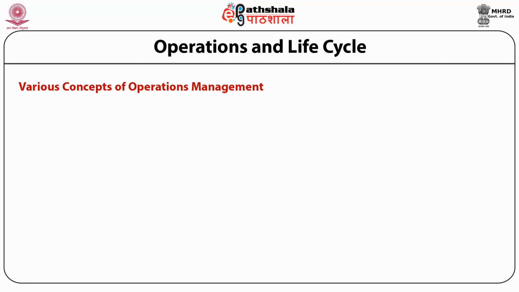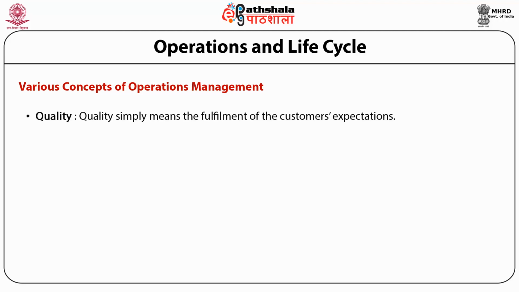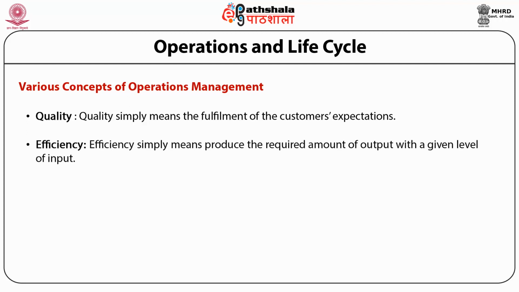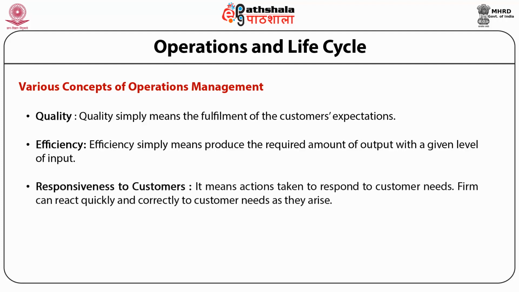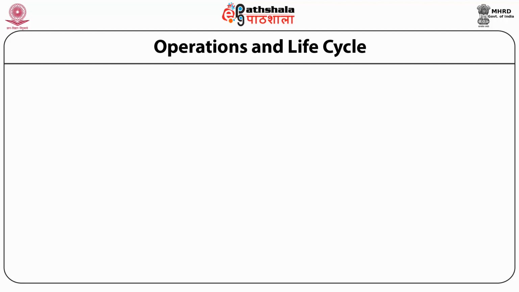Let us take quality first. Quality simply means the fulfillment of customers' expectation. For example, reliable goods and services can fulfill the customer's expectation. Efficiency. Efficiency simply means produce the required amount of output with a given level of input. Responsiveness to customers. It means actions taken to respond to customers' need. Firms can quickly and correctly meet the customer's requirement whenever it arises.